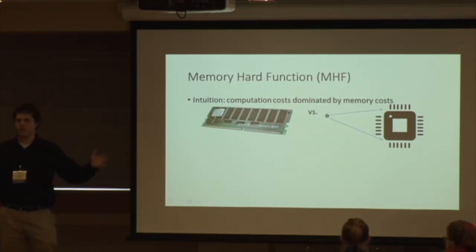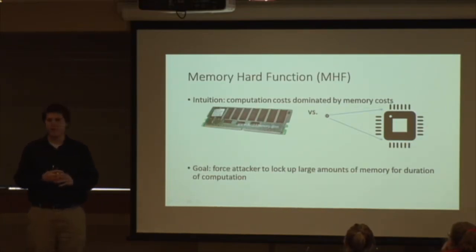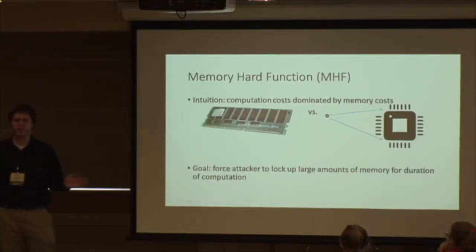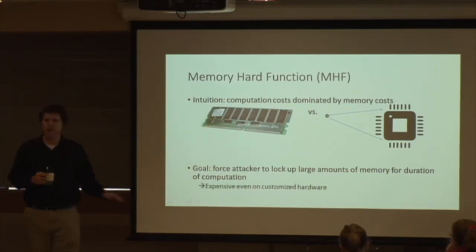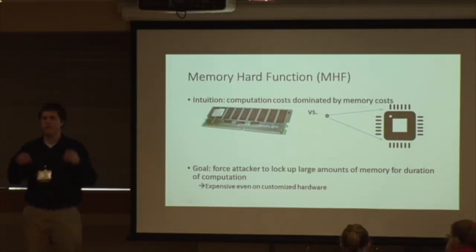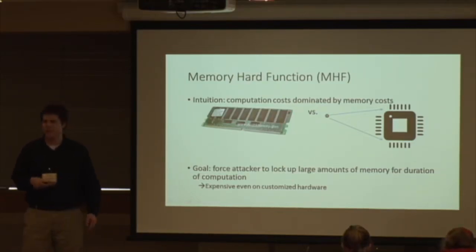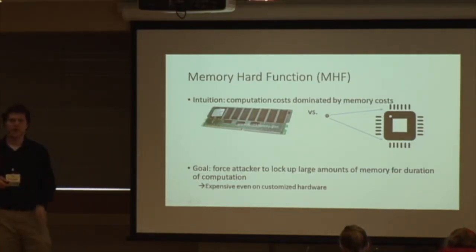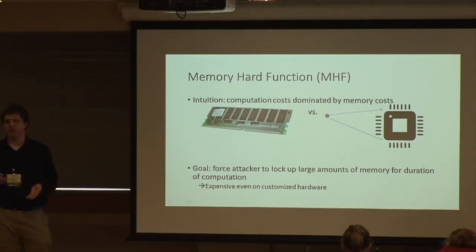If instead we have a function whose computation requires lots and lots of memory, then we're requiring the attacker not just to lock up a tiny core on the circuit, but also to lock up a very large block of memory. And this is expensive. So our goal here is to force the attacker to lock up large amounts of memory for the duration of his computation. And this implies that the function would be expensive even on customized hardware. You can improve computation of SHA-256 on a customized circuit. You can't dramatically improve memory latency or memory size on a custom circuit.